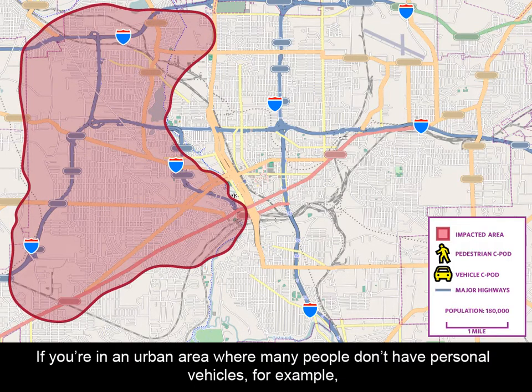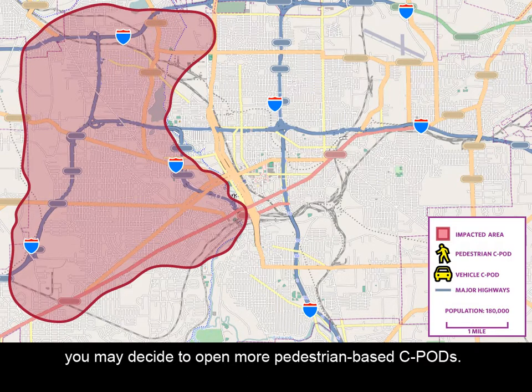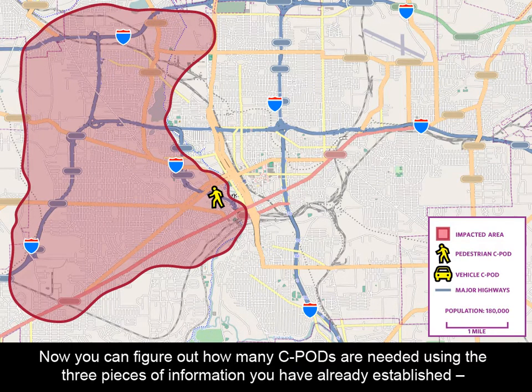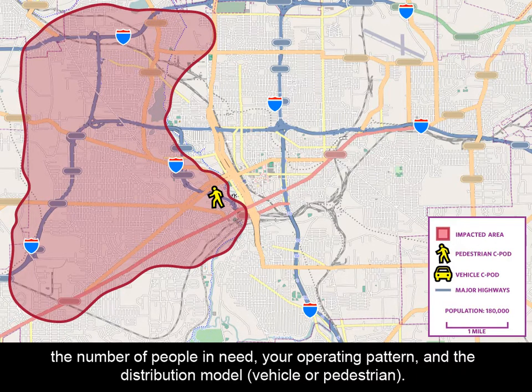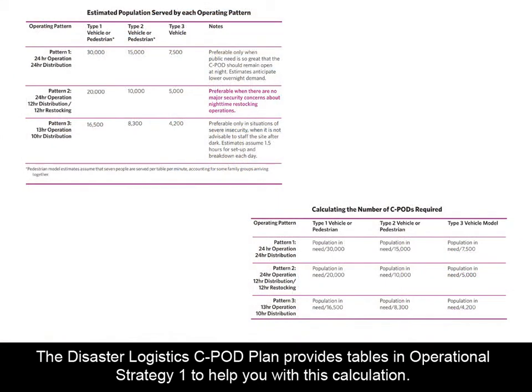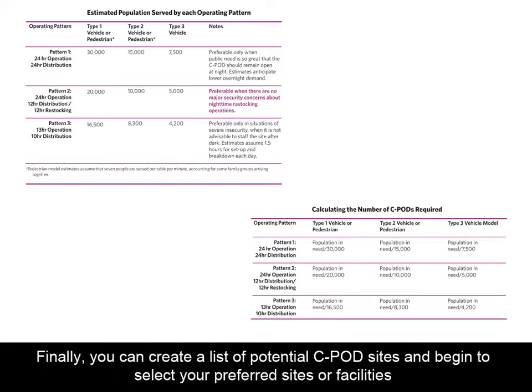If you're in an urban area where many people don't have personal vehicles, for example, you may decide to open more pedestrian-based C-pods. Now you can figure out how many C-pods are needed using the 3 pieces of information you have already established: the number of people in need, your operating pattern, and the distribution model, vehicle or pedestrian. The Disaster Logistics C-pod Plan provides tables in Operational Strategy 1 to help you with this calculation.